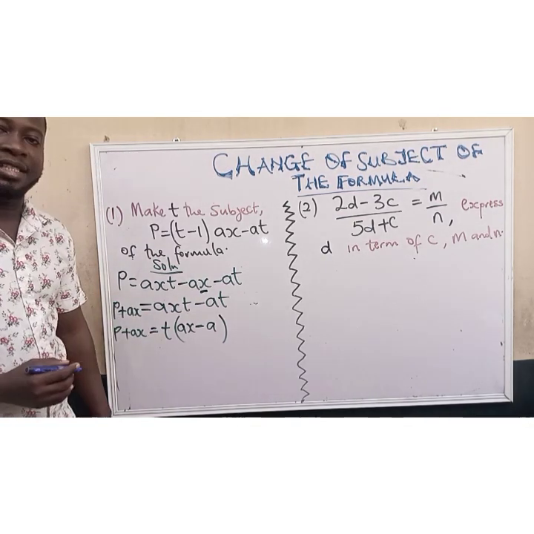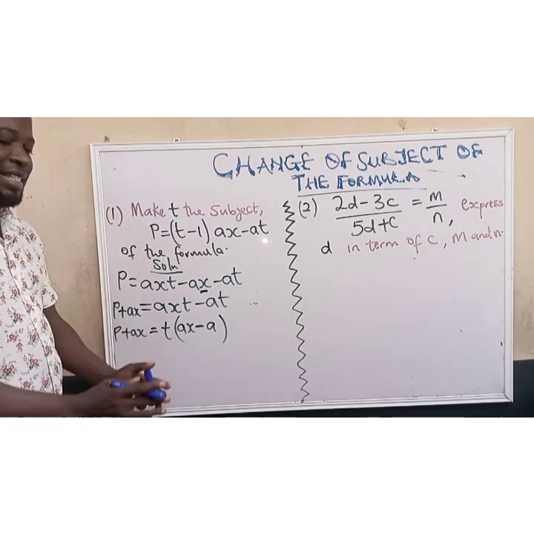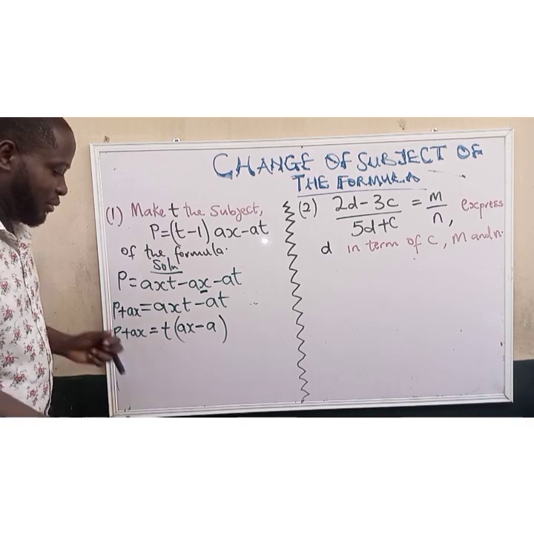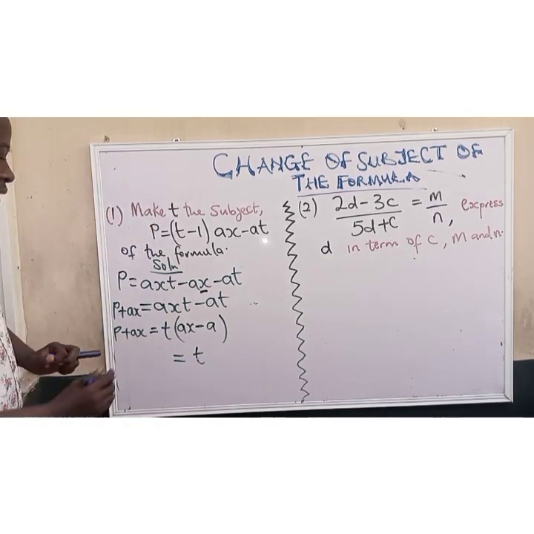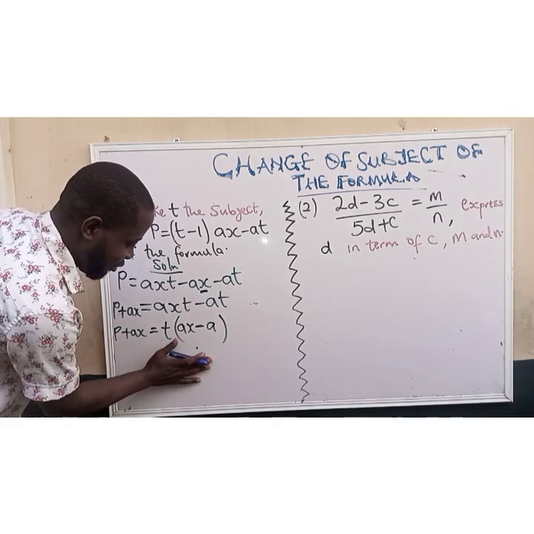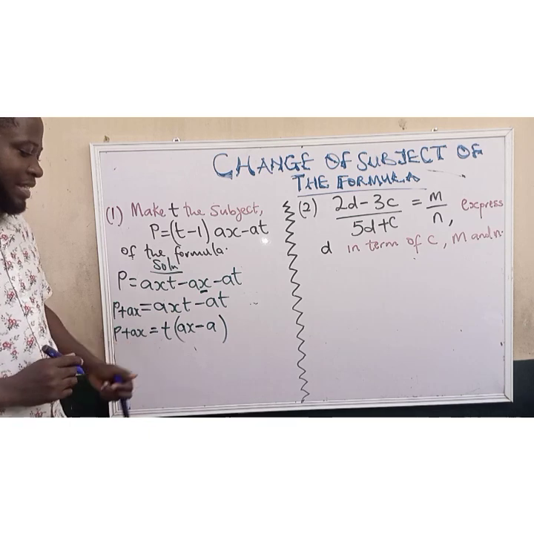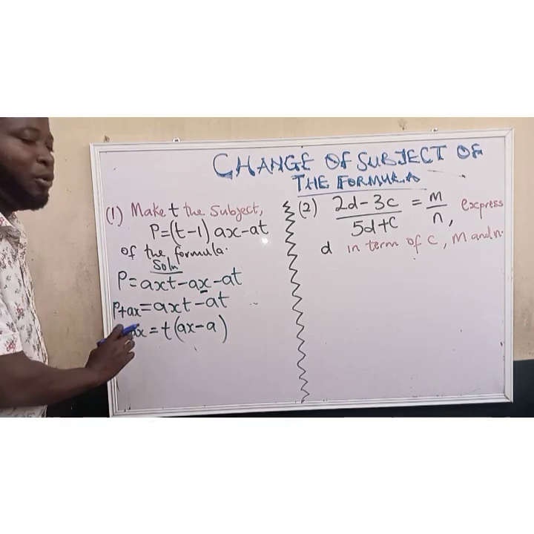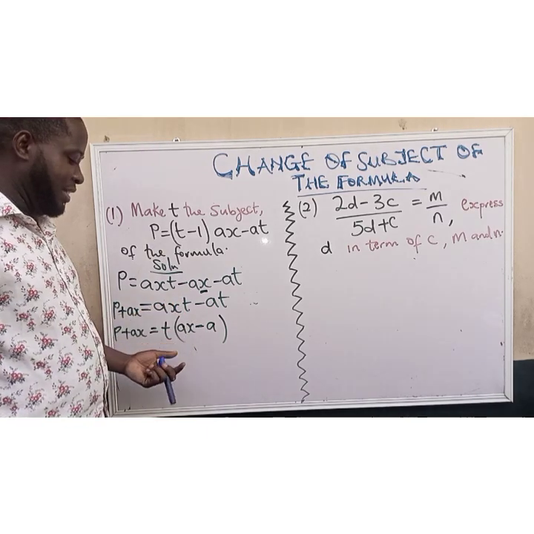Now what is the next thing? We are making t the subject of the formula. So to make it easier, let's not jump any step. Let's divide both sides by the coefficient of t. Now what is the coefficient of t?